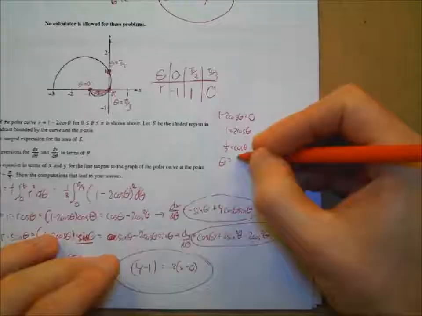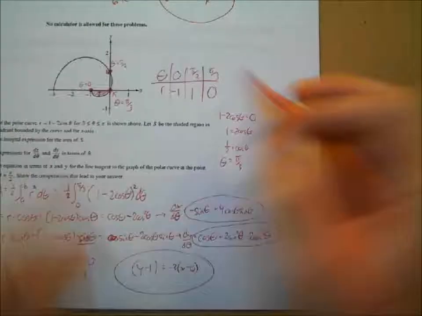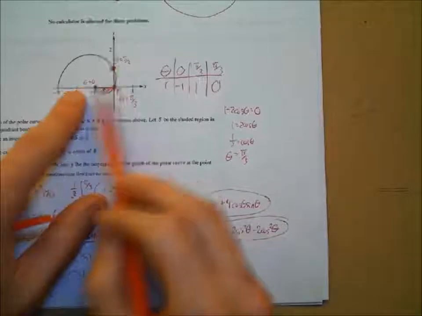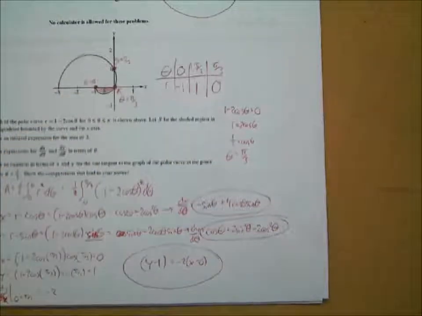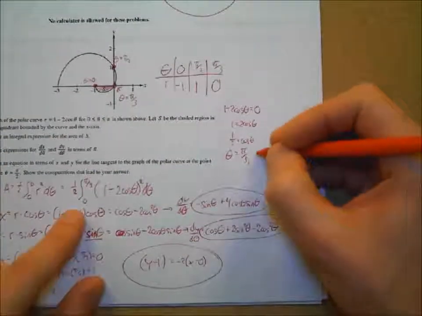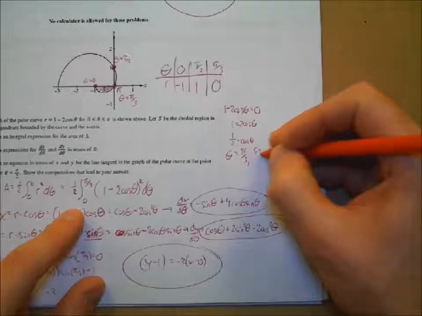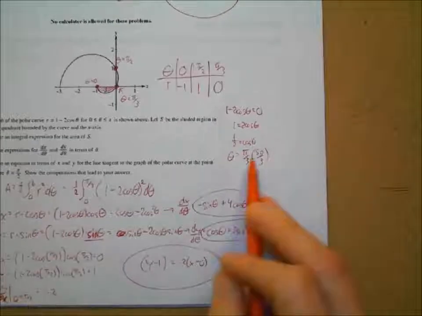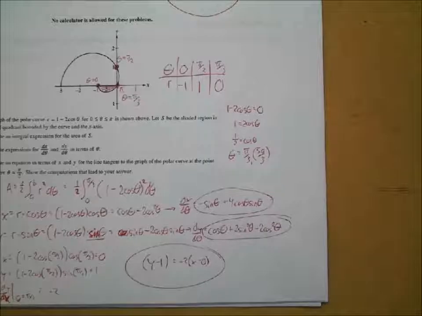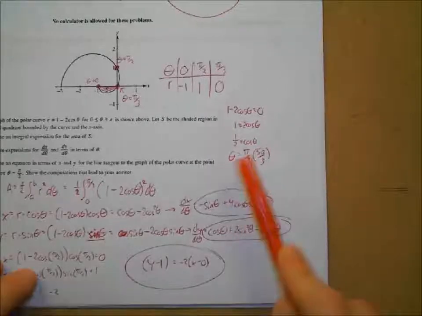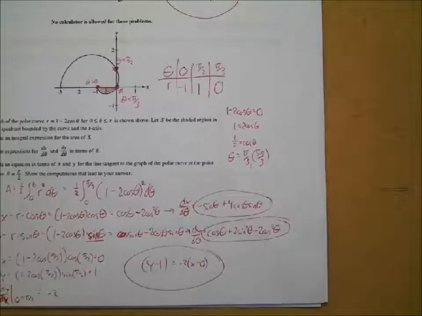Well, the first time it happens, the theta between 0 and pi over 2 that we're looking for is pi over 3. Technically, we could also say 5 pi over 3 as well. But we don't want that one because it's not between the 0 and the pi over 2. And so that's another way you can calculate the pi over 3, by setting r equal to 0.